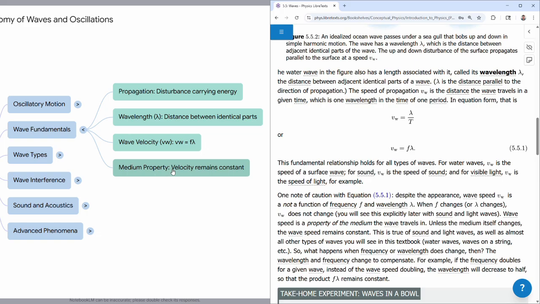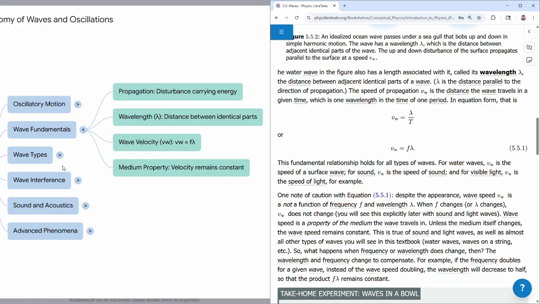It's comparable to how there was a natural frequency of oscillation for simple harmonic oscillators. The frequency of oscillation didn't depend on the amplitude of oscillation, and in a similar way, the wave velocity doesn't depend on the amplitude of the wave disturbance. It depends on the property of the medium. So you can change the wave velocity by changing some relevant property of the medium.